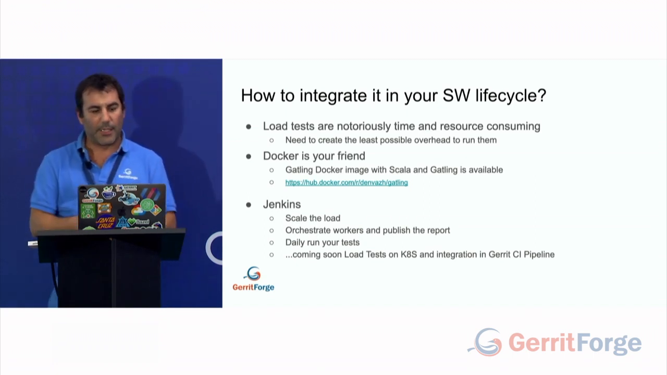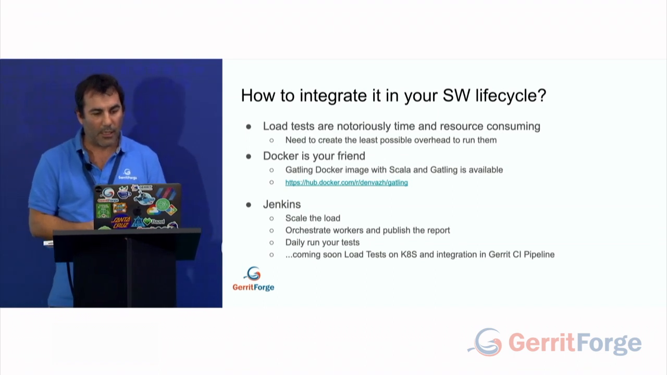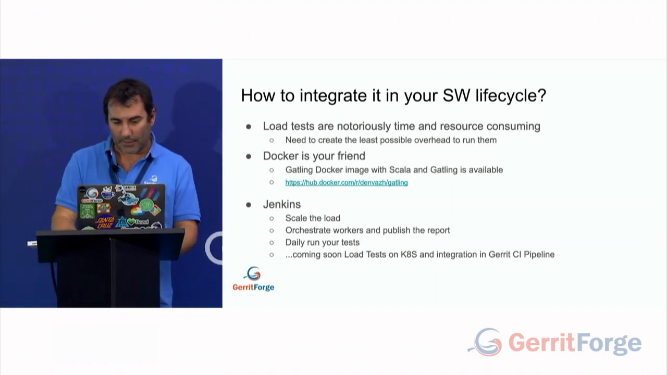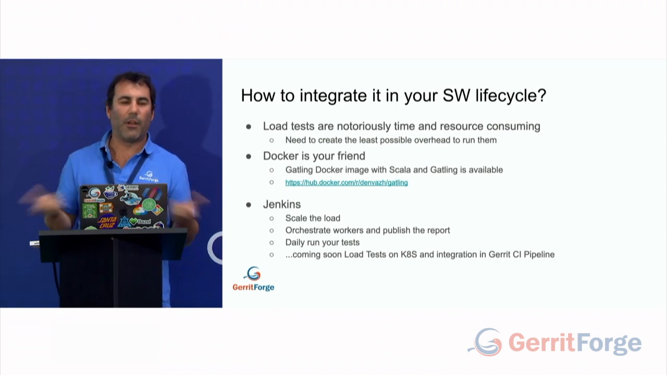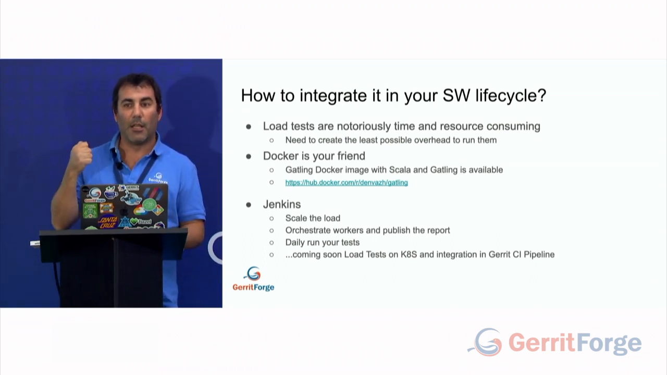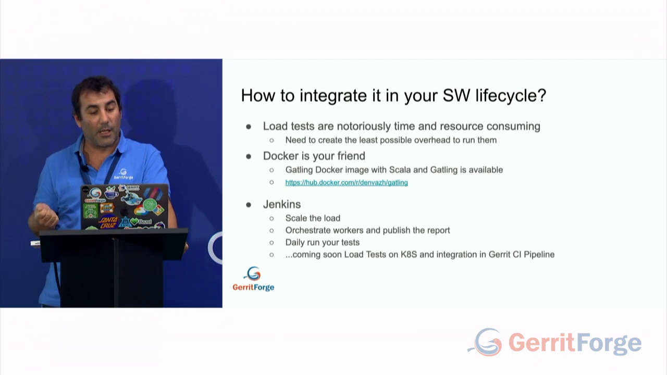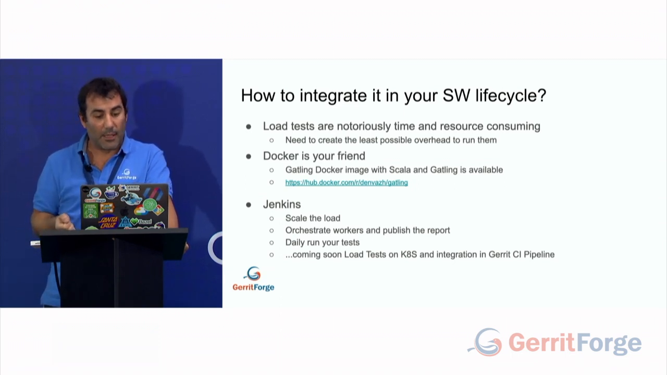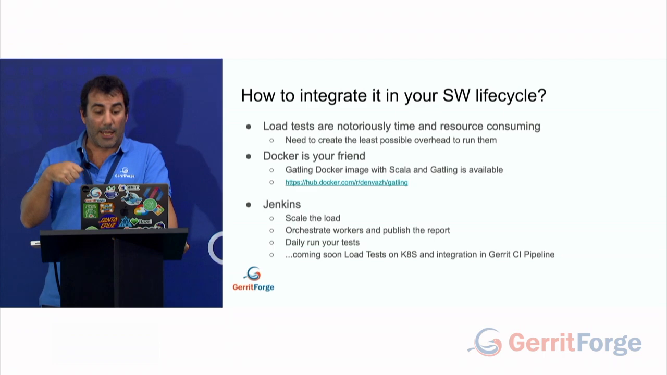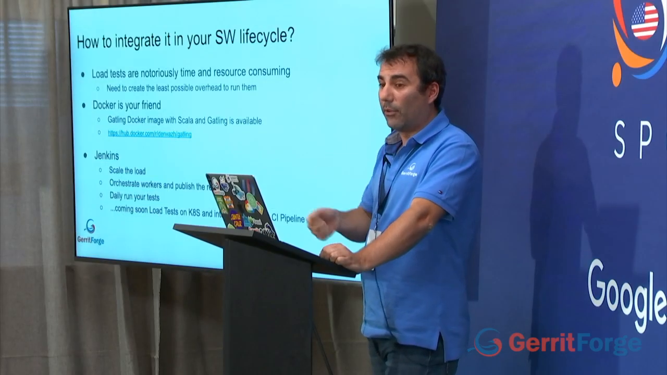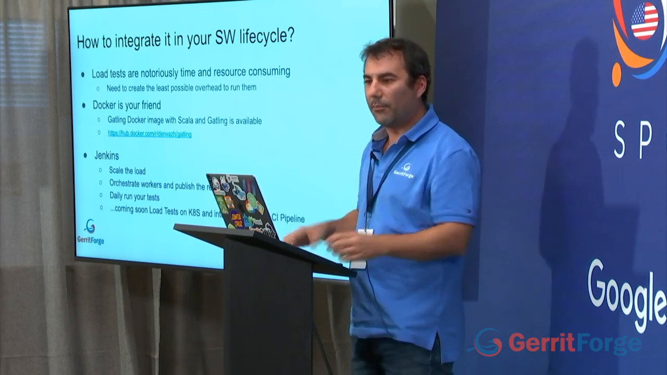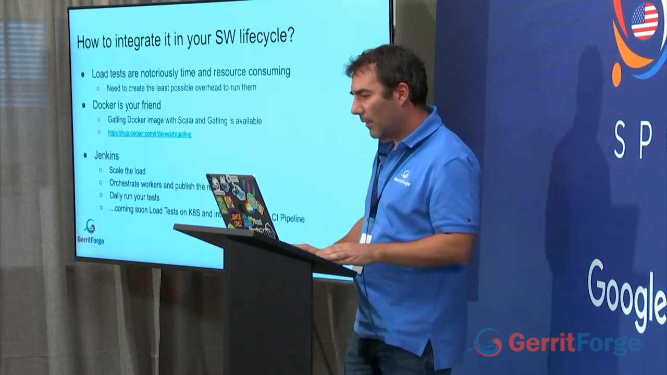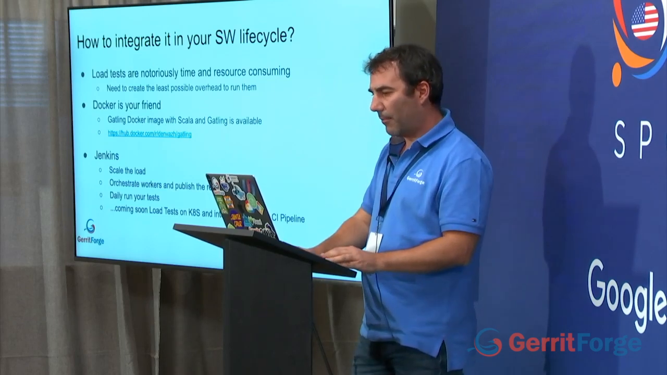Coming soon, something that we've been working on during the hackathon last week is the integration of the load test in Kubernetes. So the idea is that if you have a Kubernetes cluster somewhere, you can leverage it to run your Gatling load test using Kubernetes. And the long-term plan would be to integrate this load test in the Gerrit CI pipeline. Of course, not for all the changes, but maybe for release candidates and stuff like that. So that's the long-term plan.